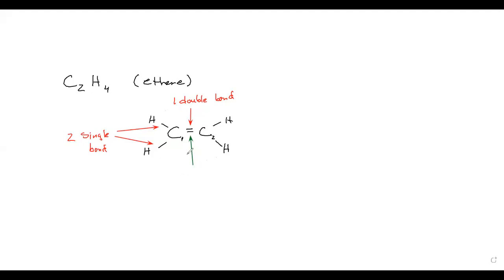And so hopefully you were able to pick up on that distinction yesterday: whenever an atom only has single bonds attached to it, that atom is going to be sp3 hybridized. If that atom has at least 1 double bond shared with another atom, you know then that atom is going to be sp2 hybridized.